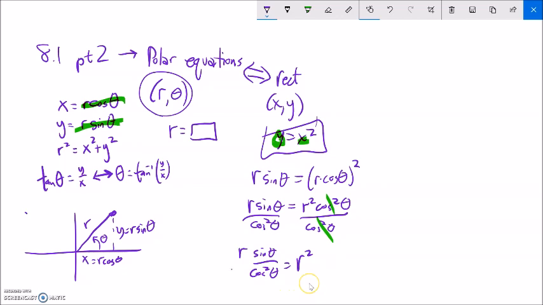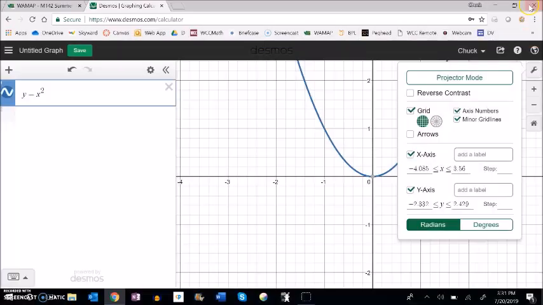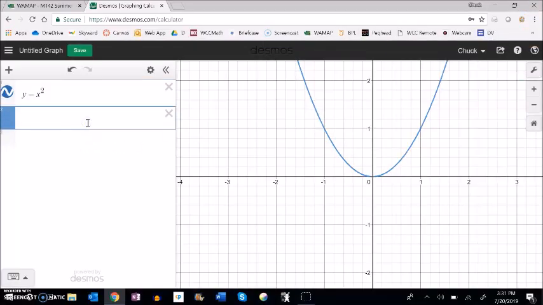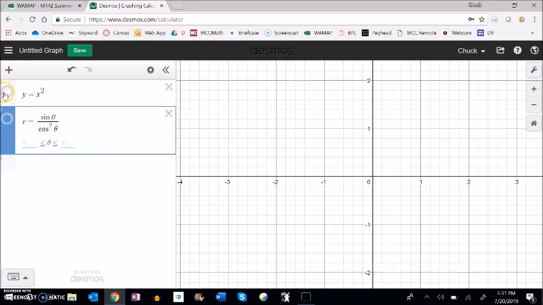And if I want this solved for r, I could divide both sides by r. Notice if I do that, I'm just going to switch. This is going to be on the left-hand side now. So r squared over r is just r, and that's equal to sine over cosine squared. So it should be that. Let me graph that and see what happens. Yeah, notice they're the same. Yeah, exactly the same.